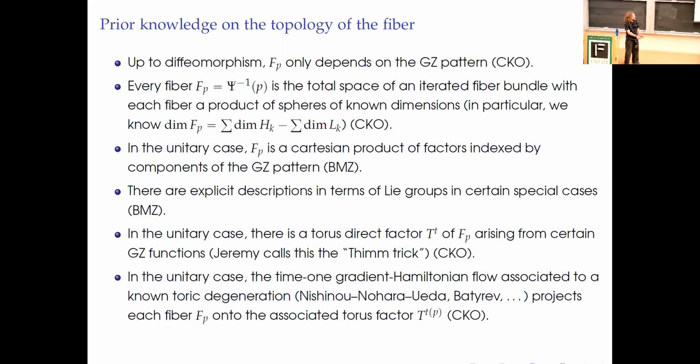And so these authors, Cho-Kim and Oh, found this direct factor. They showed this factor as a result of a toric degeneration, which is, from my perspective, a hardcore algebraic geometric result. And they used this to project onto this torus factor to show that it exists in all cases. And this accounts for the pi1, which was the only known homotopy group.